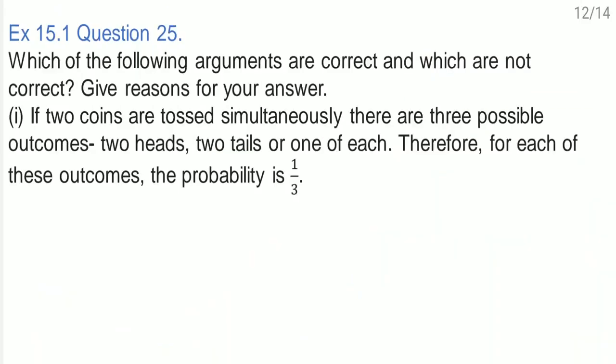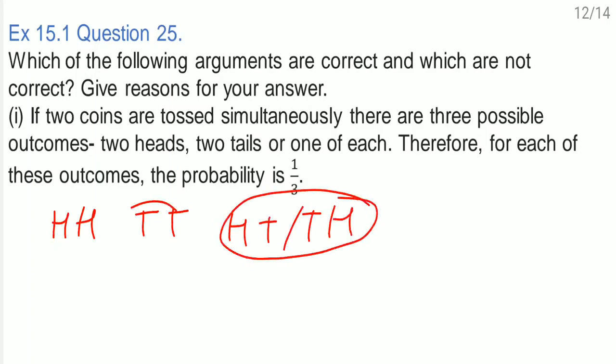Question number 25. Which of the following arguments are correct and which are not? Now give the reason for your answer. First one: if two coins are tossed simultaneously, there are three possible outcomes, two heads, two tails, or one of each. So one of each means head and tail or tail and head. So they are saying only three outcomes are there when we toss the coins. Therefore, for each of these outcomes the probability is 1 by 3, they are saying.